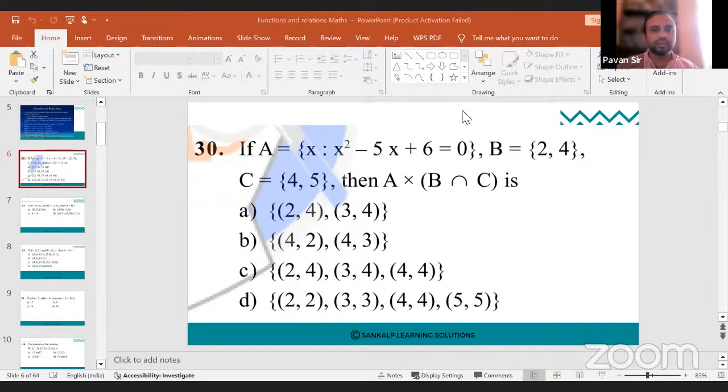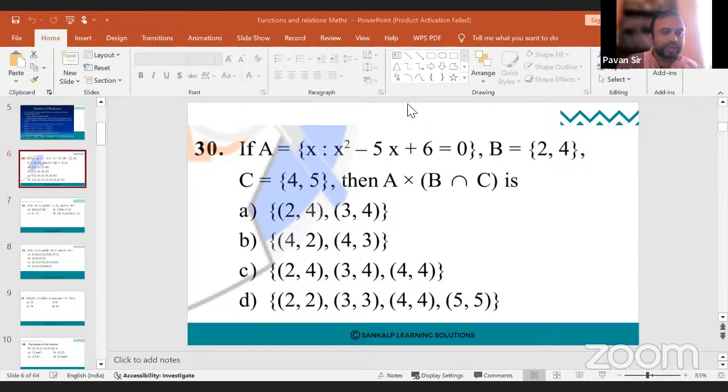Which option is correct? Okay, someone has started giving the answer. Someone has written wrong. Swati M has given C. Okay, option C is what some have given. So let me try to solve this.